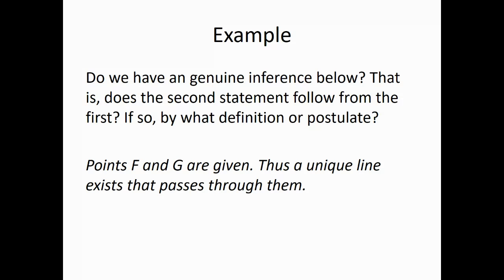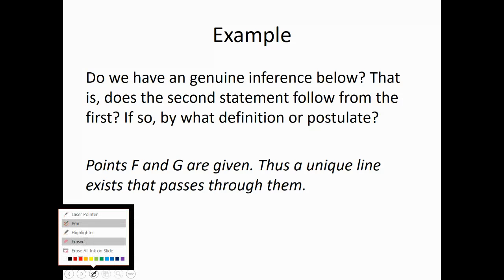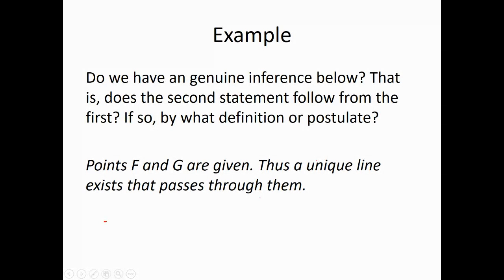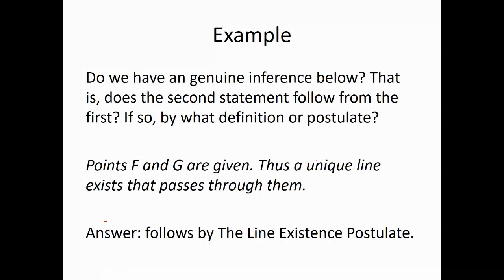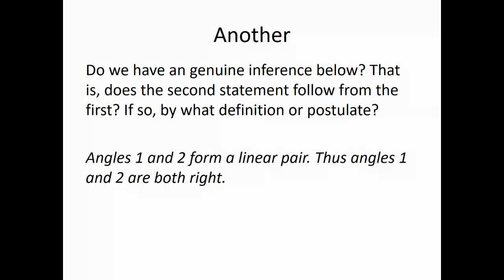Well, this is simply the line existence postulate. Okay, so let's see. I thought I could make this pop up on my slideshow. I had set it up so that the answer could actually appear. Oh, there it is. Yes, this does follow, and it follows by the line existence postulate. If we are given 2 points, then the line existence postulate says that a line does exist that passes through them, and the line is unique. So yes, it follows by the line existence postulate.